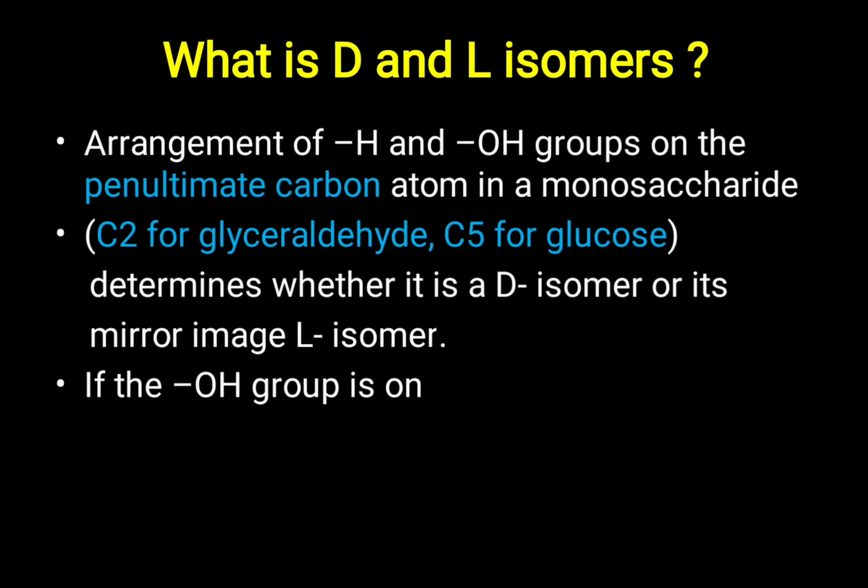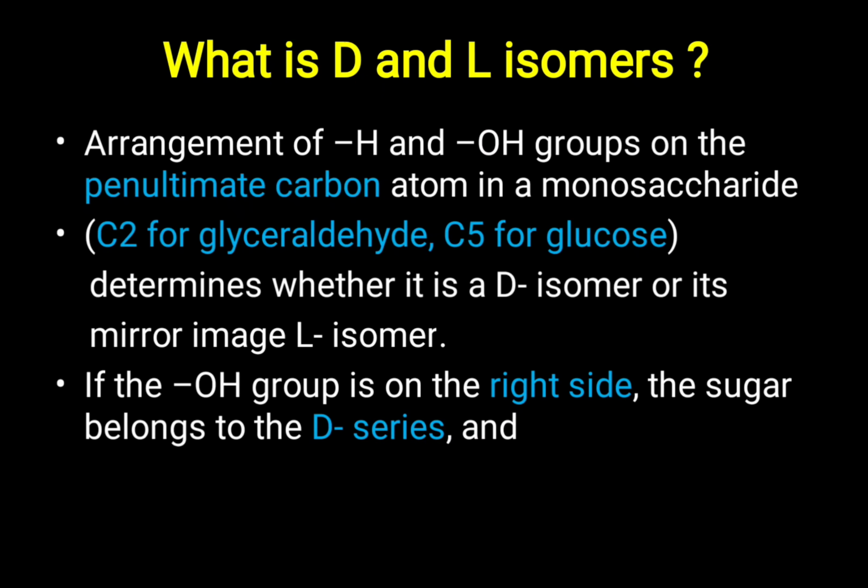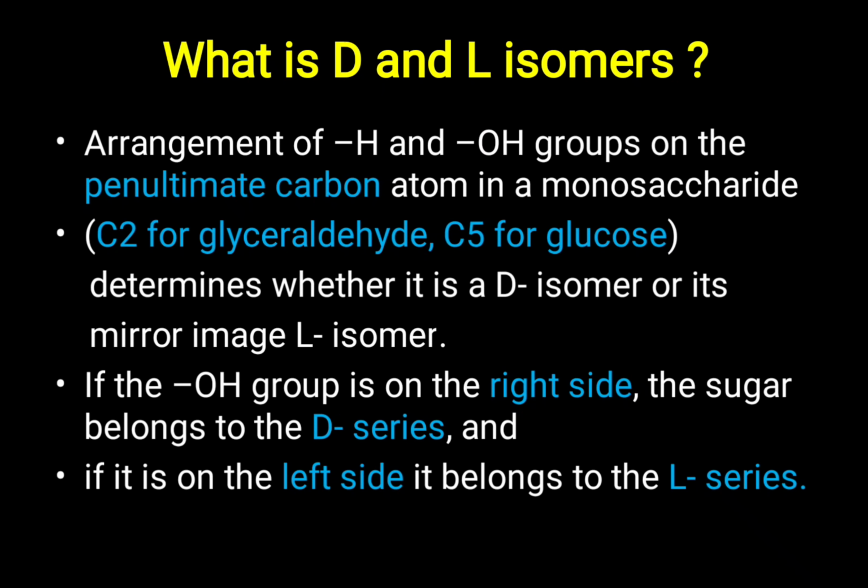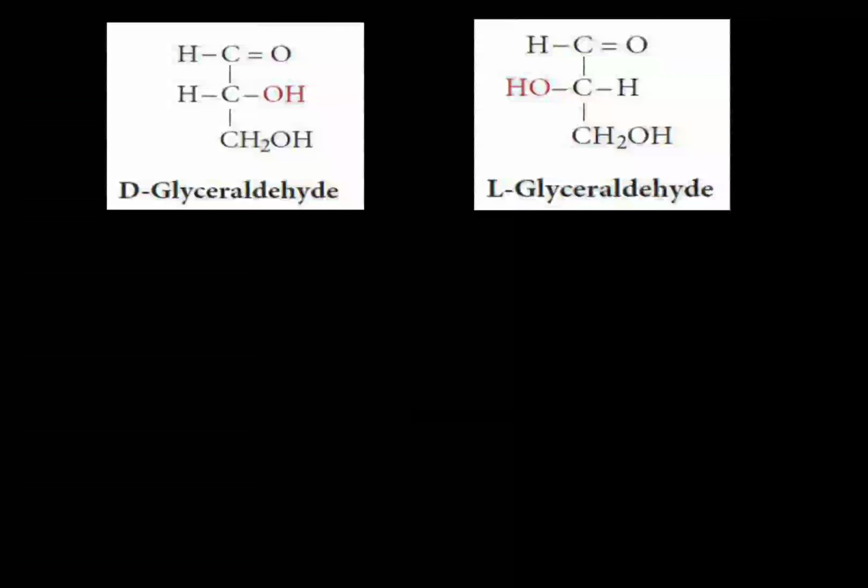So how is it decided? If the hydroxyl group is on the right hand side, then it is considered the D series or D variety of that monosaccharide, meaning either D glyceraldehyde or the D glucose molecule. But if the hydroxyl group is on the left hand side, then it belongs to the L series. From the picture, it will be clear how exactly the D and L varieties differ.